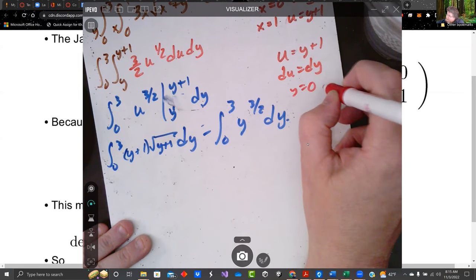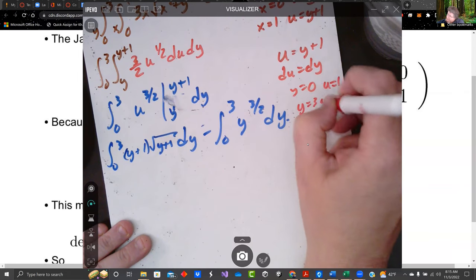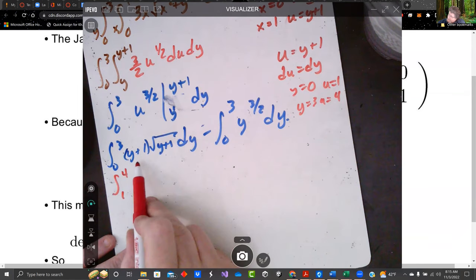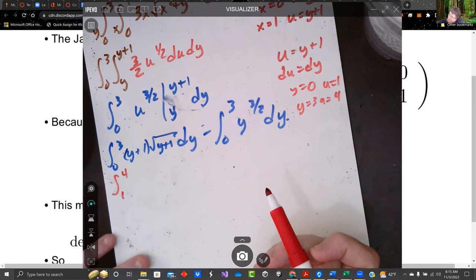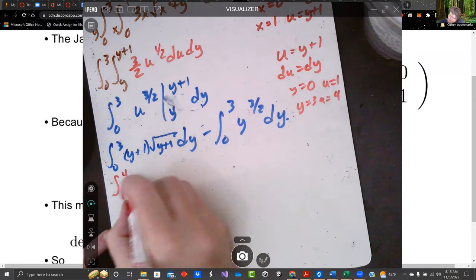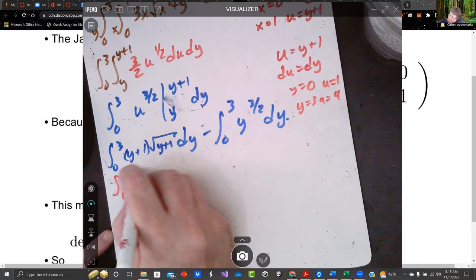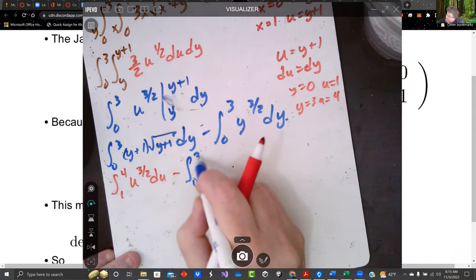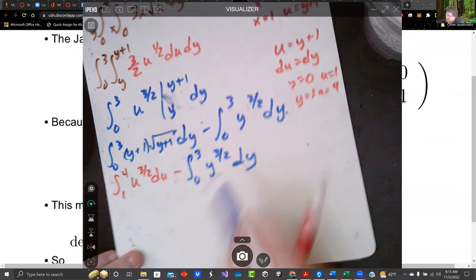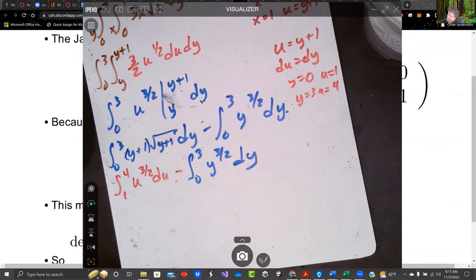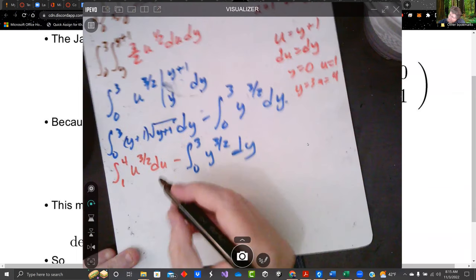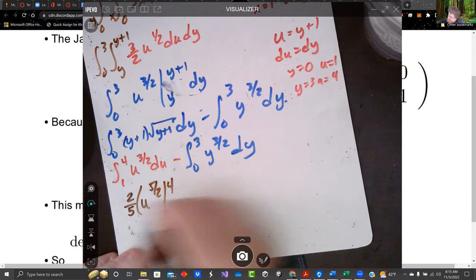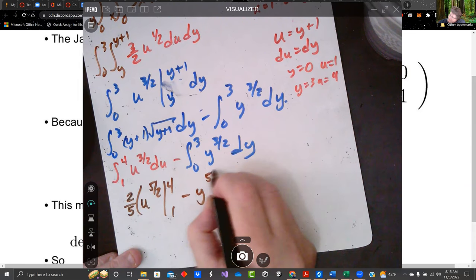y equals 0 goes to u equals 1, y equals 3 goes to u equals 4, and this becomes 1 to 4 of u on the outside. I guess I could have just integrated and left it alone. Now that u to the 3 halves, minus what we had before. So in both cases, we get a 2 fifths there. We've got u to the 5 halves, 4 to 1, minus y to the 5 halves from 0 to 3.